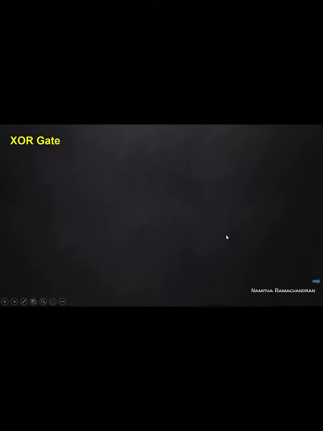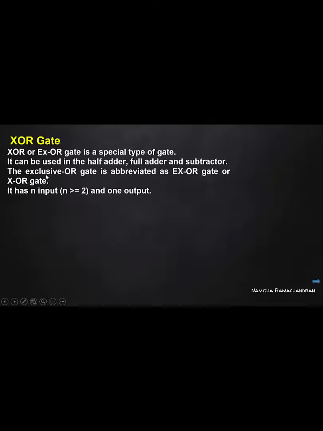Now we have two more special gates, that is XOR and XNOR gate. So this XOR gate is the abbreviated form of exclusive OR. This exclusive OR gate is represented as EXOR gate or XOR gate, which also requires n number of inputs with n greater than or equal to 2 and it generates a single output. Okay, and this operation is represented like this, A XOR B, and the operator representing this XOR operation is this.